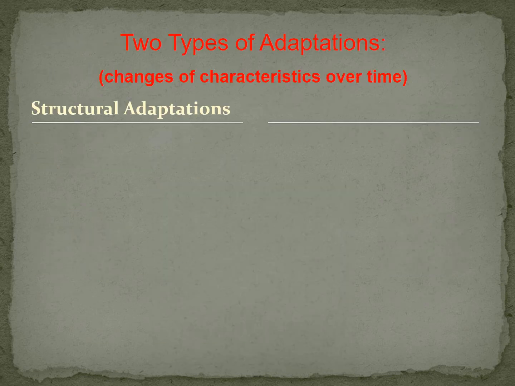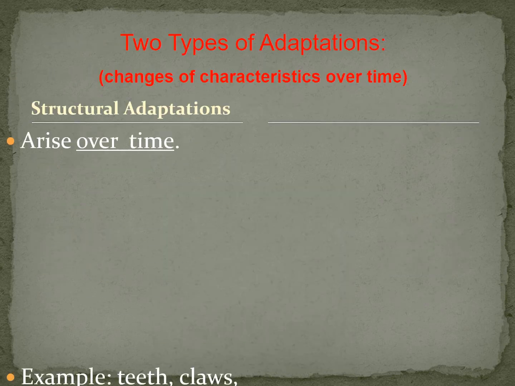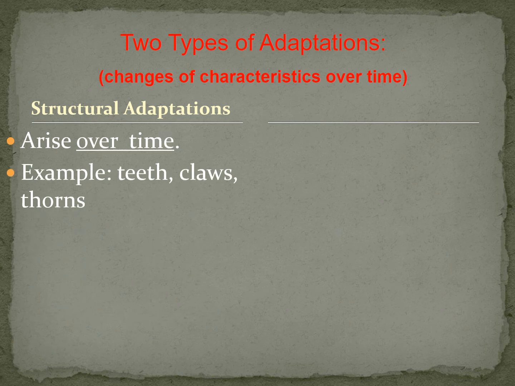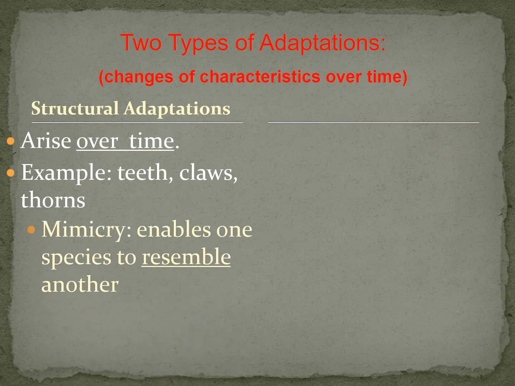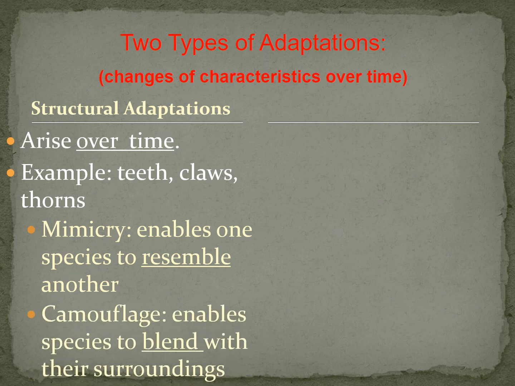So there's two types of adaptations. We have structural adaptations, which arise over time. Like it's over time, you're not just going to wake up and have different teeth and claws and thorns and stuff growing. No, that is mimicry. Mimicry enables one species to resemble another. So you're trying to copy. Camouflage means you blend in. So this is a copycat, and this is my blender.